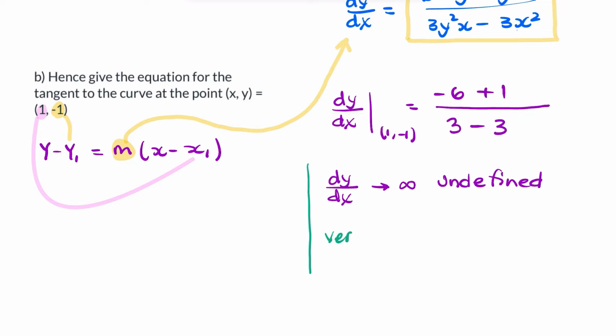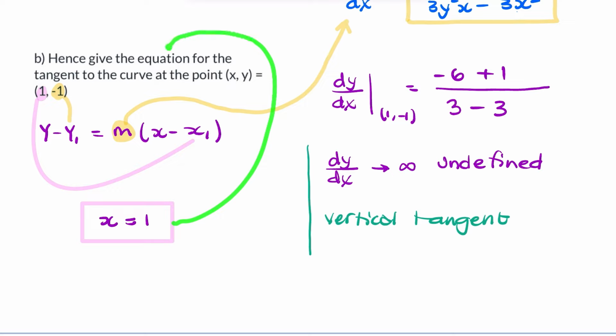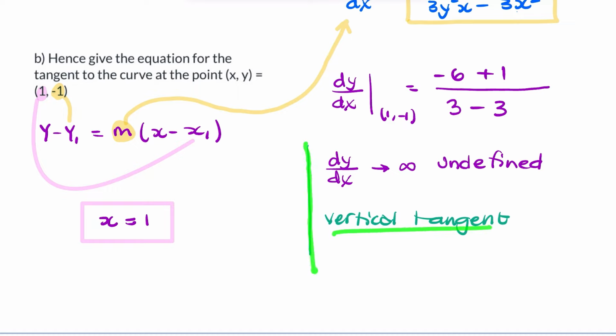So it'll be a vertical tangent. And the equation of a vertical tangent would simply be x equals 1. That would be the equation of your tangent. I know that because the gradient is undefined, the gradient is infinite, and that only happens when you have a vertical line. A vertical line is defined only by its x value, and the x value is given in the question as 1. So we wouldn't be using the point-slope form, we'd simply say x equals 1.